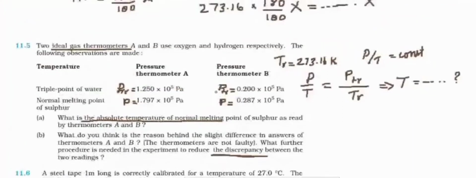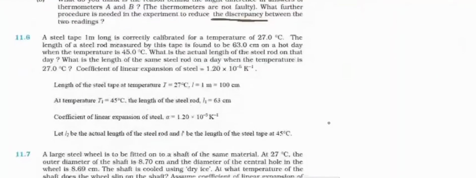As the problem mentioned, they are ideal gas thermometers, but we know oxygen and hydrogen, they are not ideal gases, they are only real gases. So we cannot take them as exactly the ideal gases, they are real gases. So there is a small difference in the measurement. We cannot apply 100% ideal conditions in these two cases. Now come to question 6.